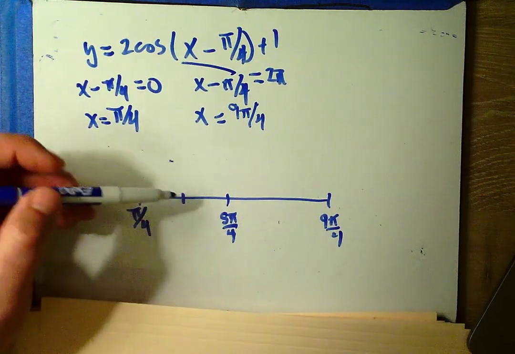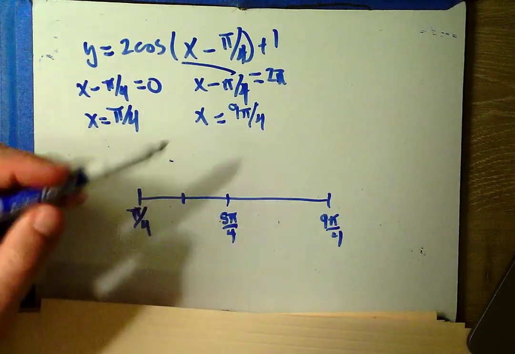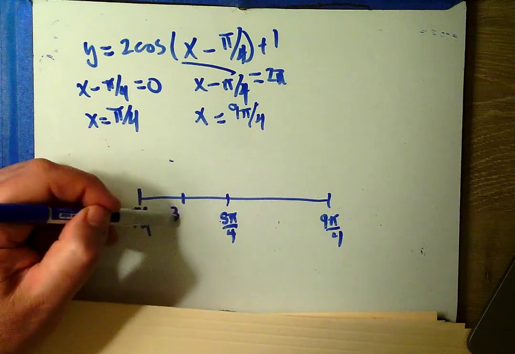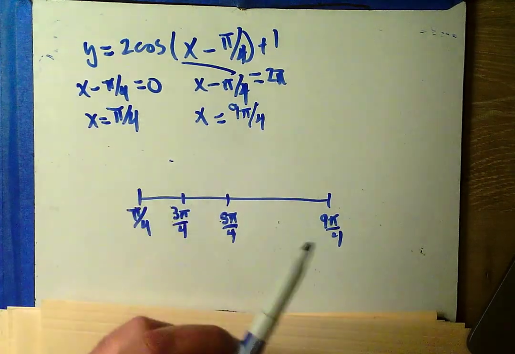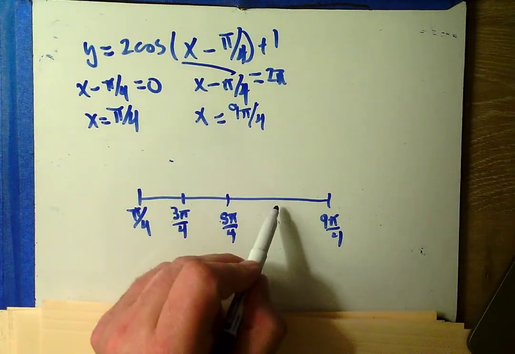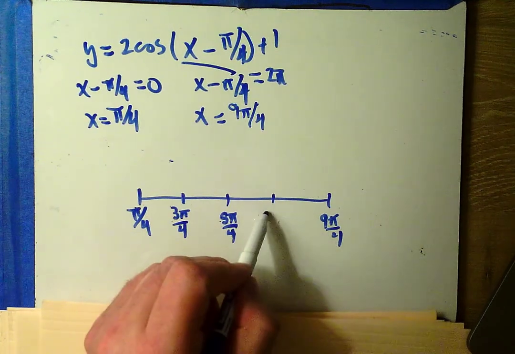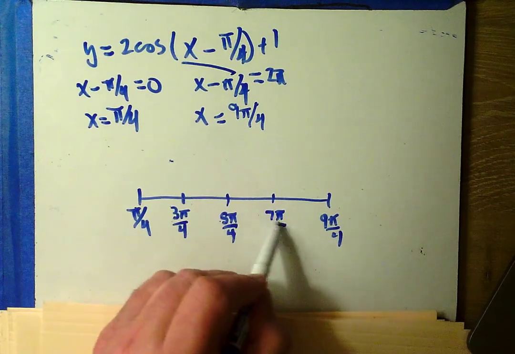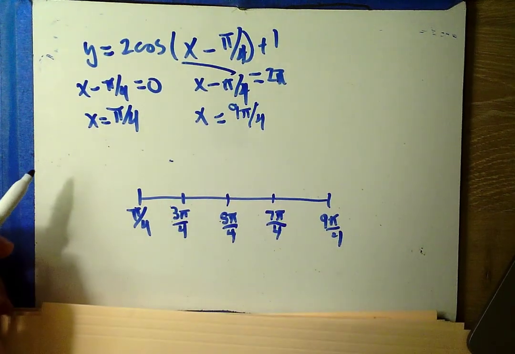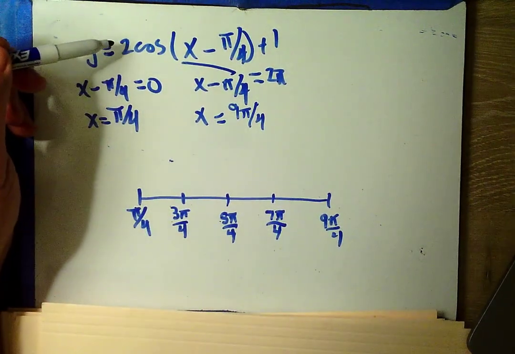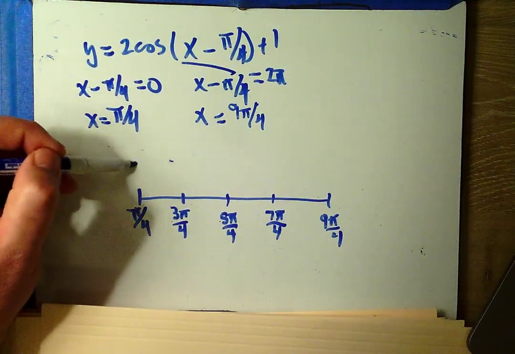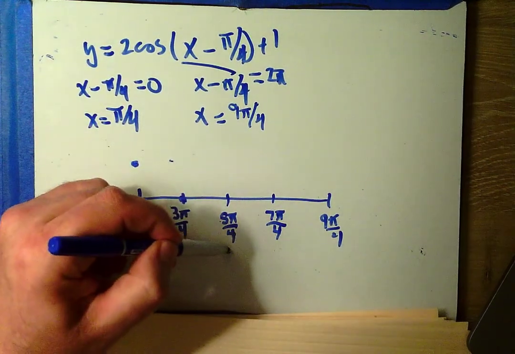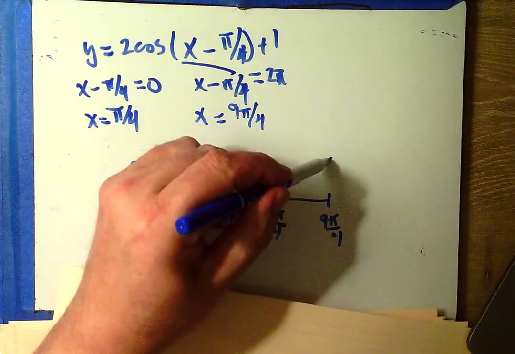If I find my quarter point here, halfway between pi over 4 and 5 pi over 4, that would be 3 pi over 4. And halfway between 5 pi over 4 and 9 pi over 4 is going to be 7 pi over 4. This is a positive cosine graph, so I'm going to start high, go to the midline, down low, and then back up again.